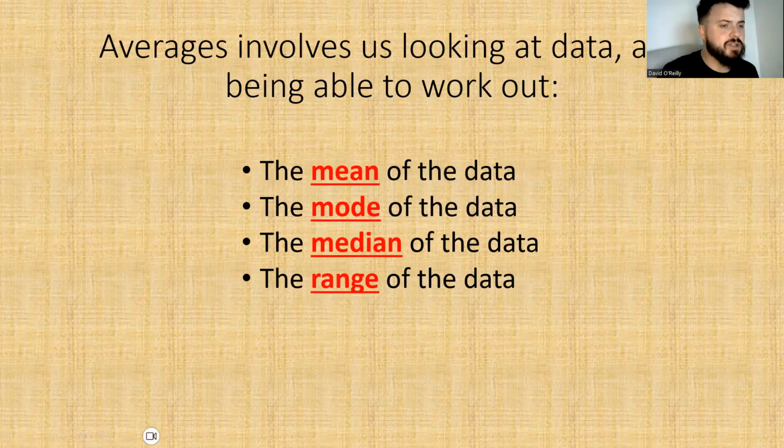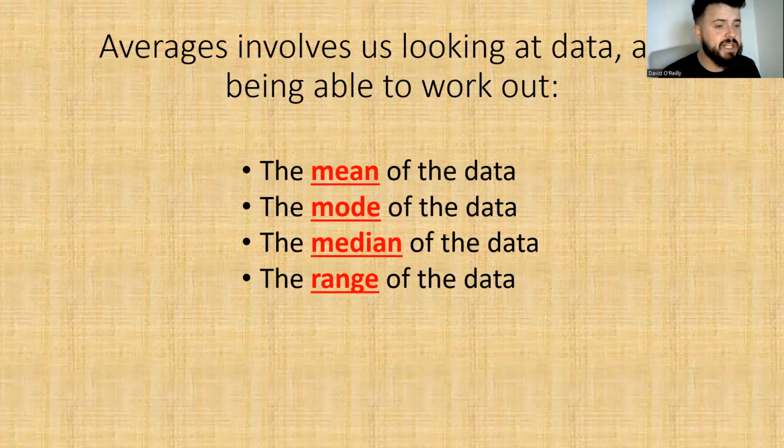Averages involve us looking at data, information, and being able to work out those 4 key words. So we've got mean, mode, median, range, and what you need to be able to do is look at some data and say, well, the mean of this data is, the mode of this data is, the median of this data is, and the range of this data is, and give the correct answer. It can be a little bit tricky, but with a bit of practice it should come fairly straightforward eventually.